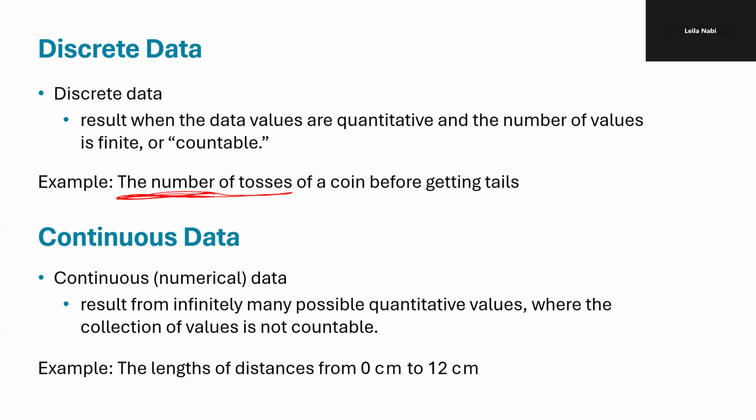Continuous means the result that we get can have infinitely many possible values, like the length of a distance between 0 and 12 centimeters. Between 0 and 12, we can have different distances, like 0.5 centimeters, 0.7 centimeters, 0.85 centimeters, 1.72 centimeters, 11 centimeters. We can have any number as a distance between 0 and 12. So that's called continuous.